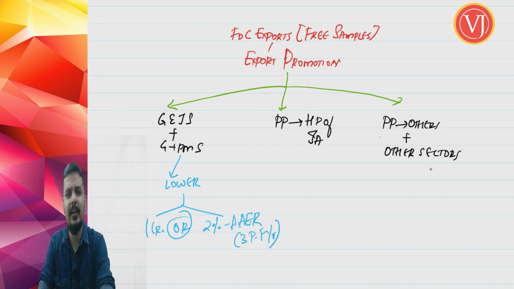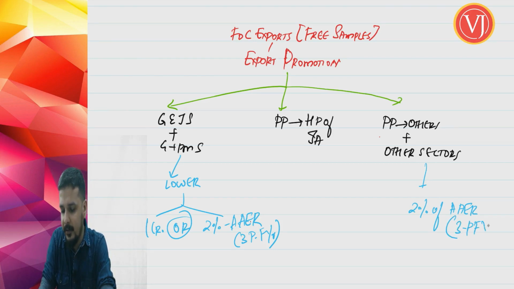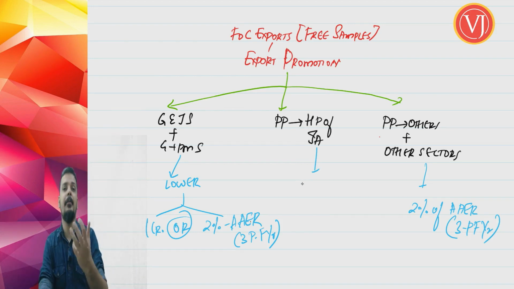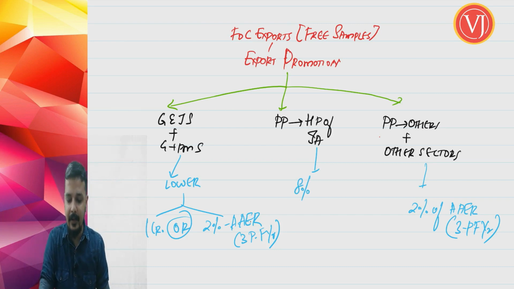If it is other sectors including pharmaceutical products to others, then friends, it is directly 2% of average annual export realization of 3 preceding financial years, right? And friends, if it is pharmaceutical products to health programs of international agencies, like your World Health Organization or United Nations, etc., then they say okay, we have to give a higher percentage. It is 8% of average annual export realization, which is based on your 3 preceding financial years.